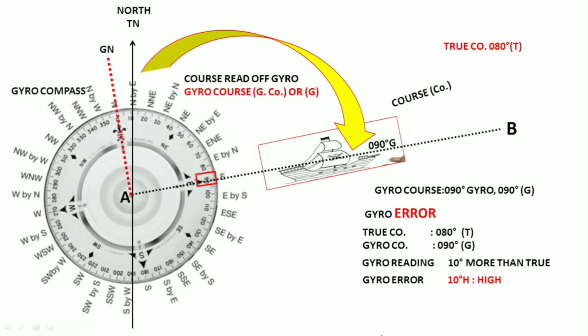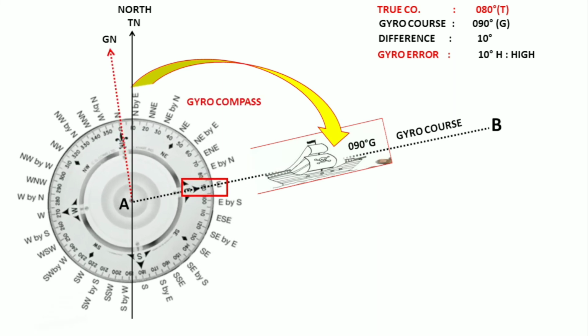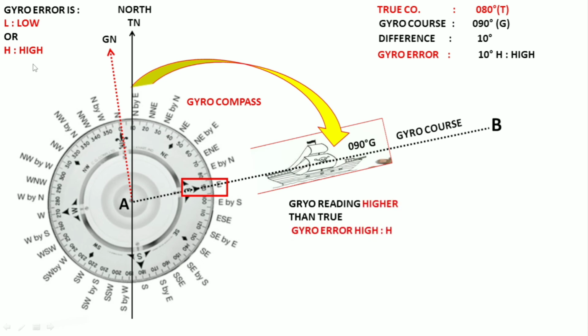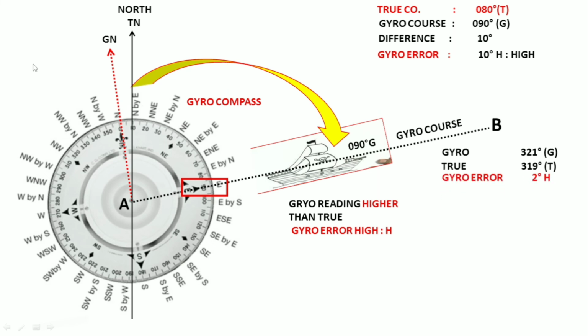So when it is reading more than the true, then we call the gyro error high. And instead of writing the full word high, we write down just H. So if the gyro is reading more than true, the error is high. The gyro error is either low or high, depending upon what it is reading. Now some questions will give you a look into this. Gyro reading is higher than the true, then the error is high. The gyro reading here is 321, true is 319. I say the error is 2 degrees high.